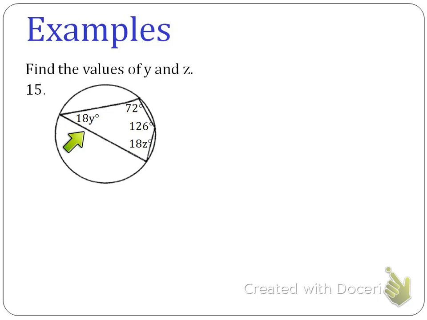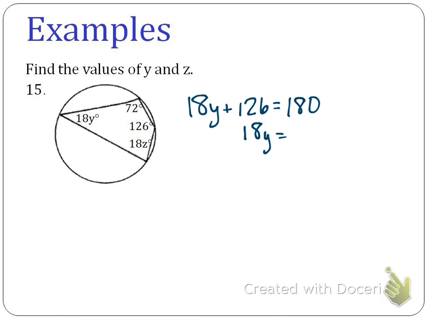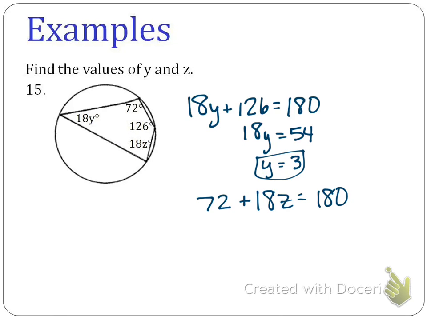I have a quadrilateral inside a circle, so opposite angles are supplementary. This one's kind of hard to see. What is an opposite angle? 18y is opposite of 126. So I'll add those two together, subtract 126 and divide by 18. And we get y to be 3. Opposite angles, 18z and 72. It's not clear, but these guys are opposite angles. 72 plus 18z has to be 180. Subtract 72 and divide by 18. And your ending answer is 6.